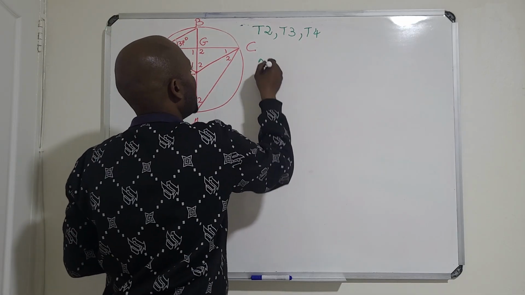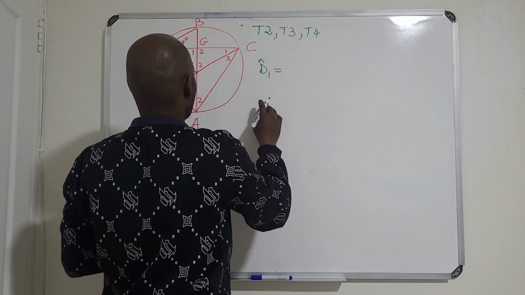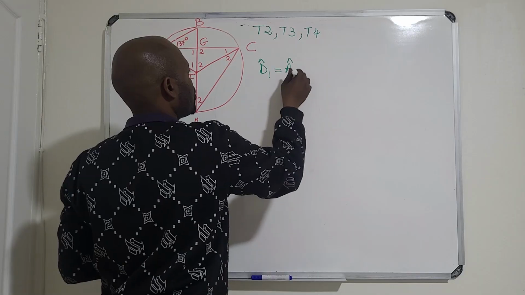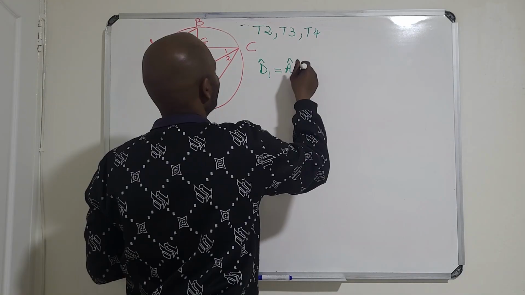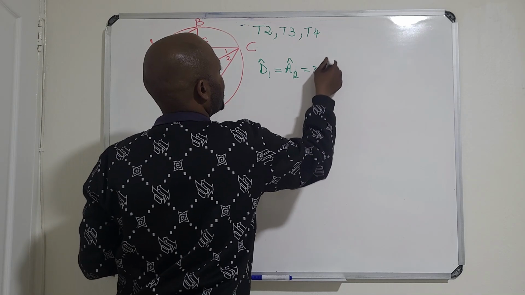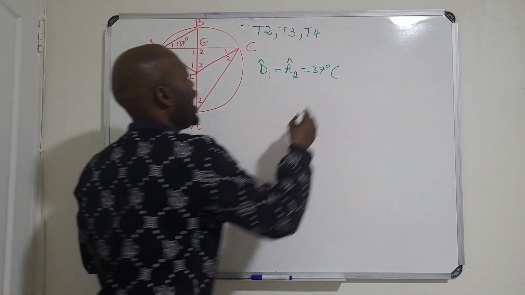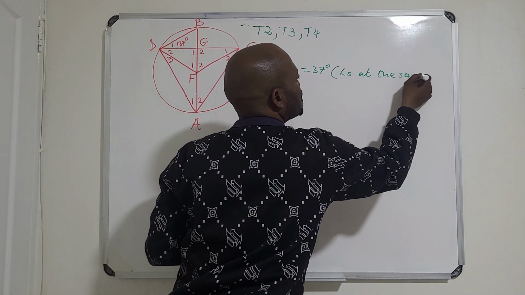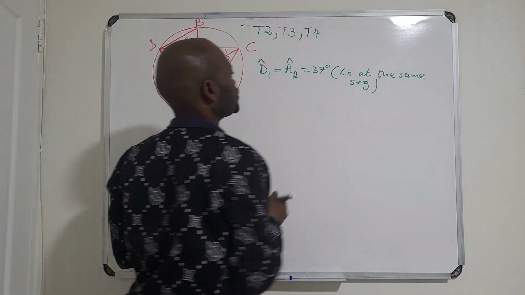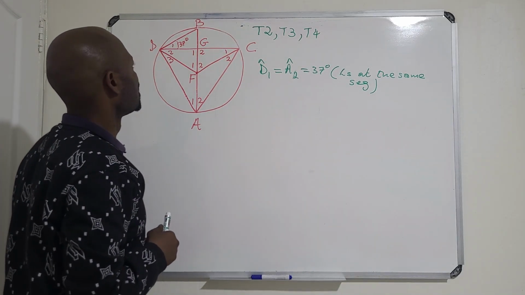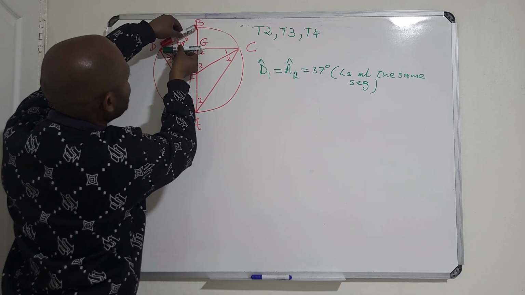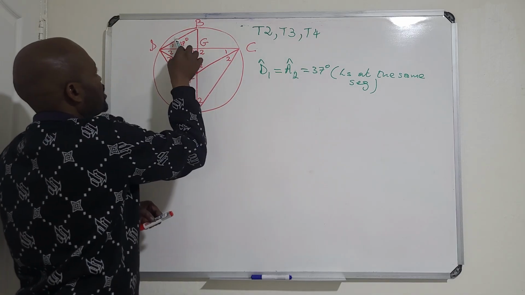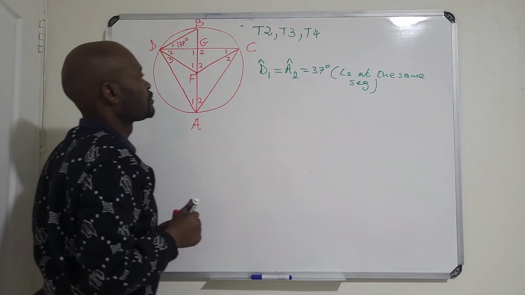Therefore, angle D1 is equal to angle A1, and angle A2, which is equal to 37 degrees. Why? Angles in the same segment. We can say same seg if we want. They're in the same segment. Look, subtended by that. Look, subtended by that. Therefore, this angle is equal to that angle.